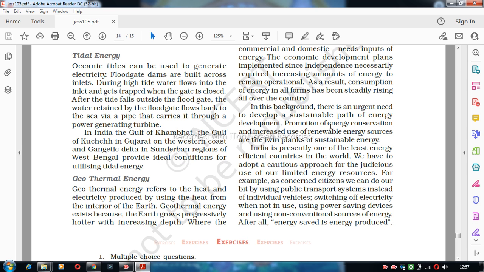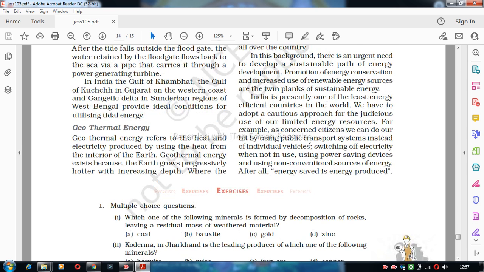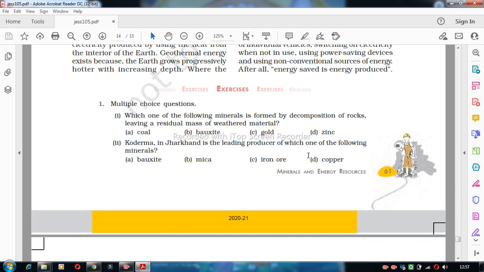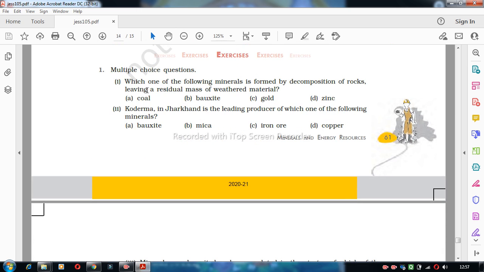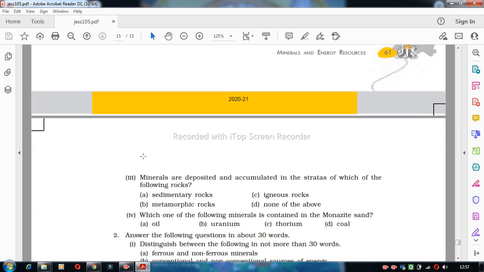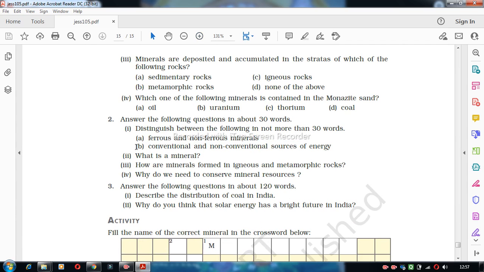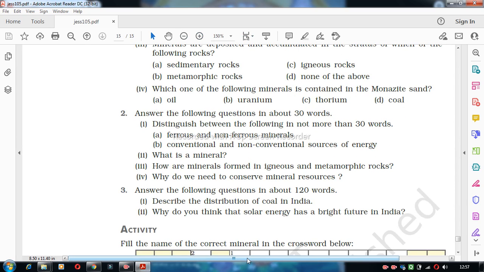So dear cadets, here we have completed our chapter number 5, Minerals and Energy Resources. These question answers you have to write in the notebook. Multiple choice questions you have to do in the textbook only, 1, 2, 3 and 4. The rest, from question number 2 and 3, you have to write in your notebook.